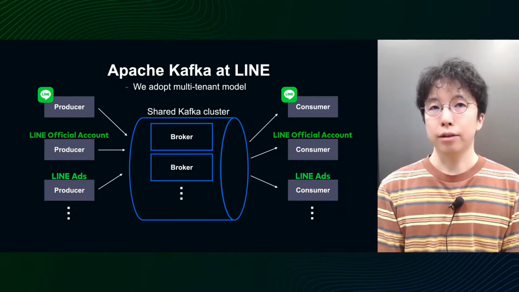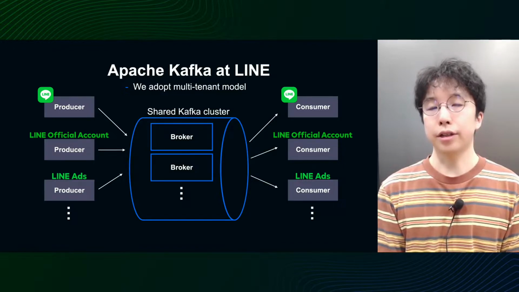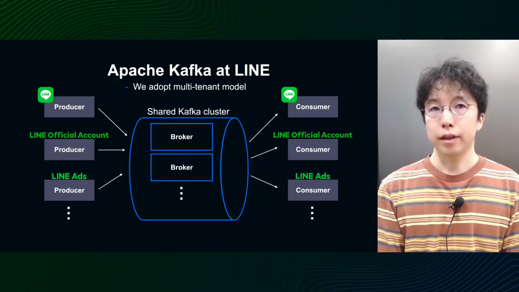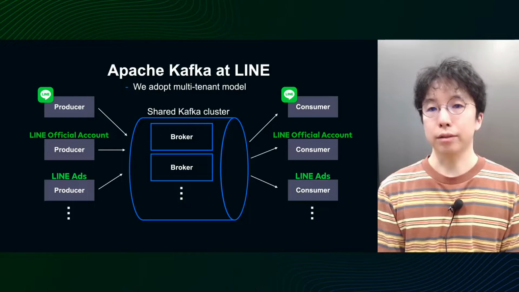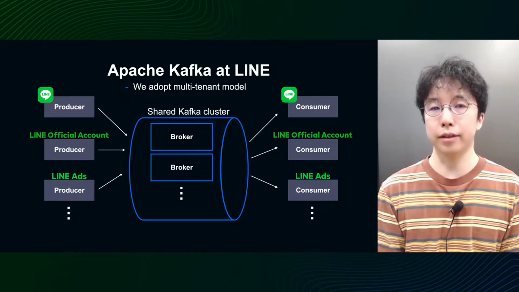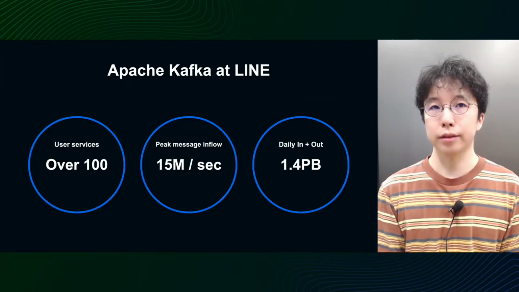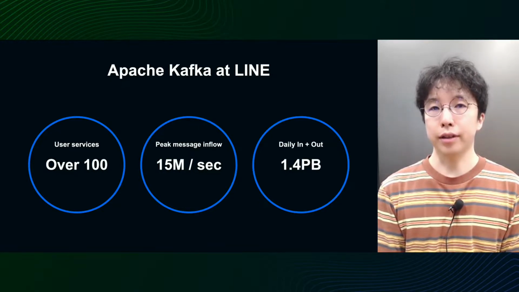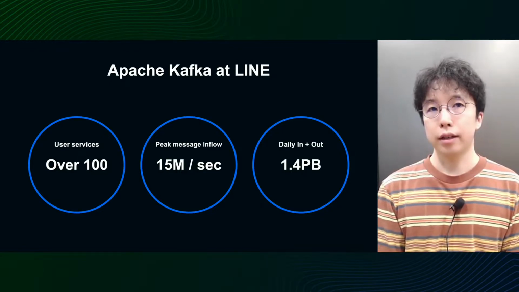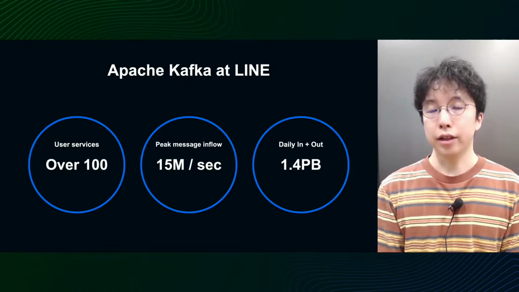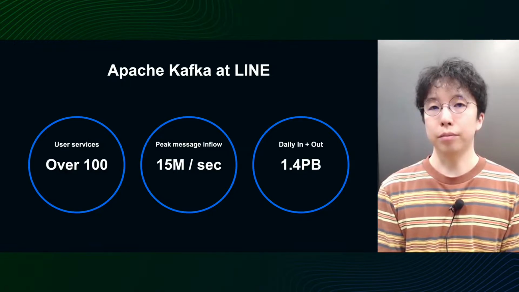Line Official Account, Line Ads. These are users of the Kafka cluster that we are providing. Each service has many producer servers and consumer servers, and our cluster is handling message transfers for those. Currently, there are more than 100 services that are using our cluster. The number of messages is 15 million per second at peak time. Total traffic is 1.4 petabytes per day. It is world-leading scale.